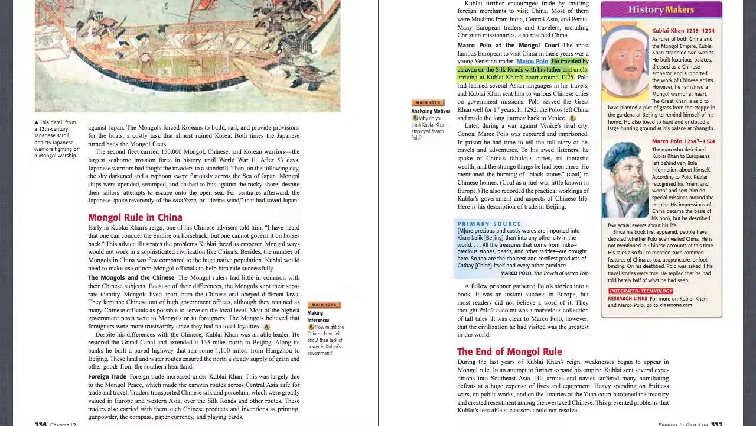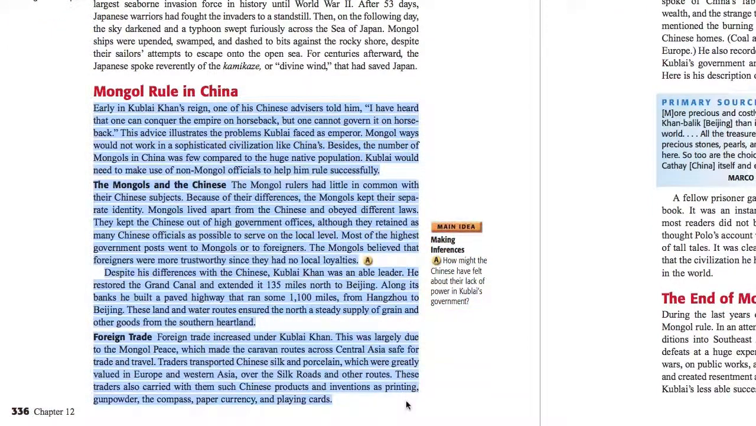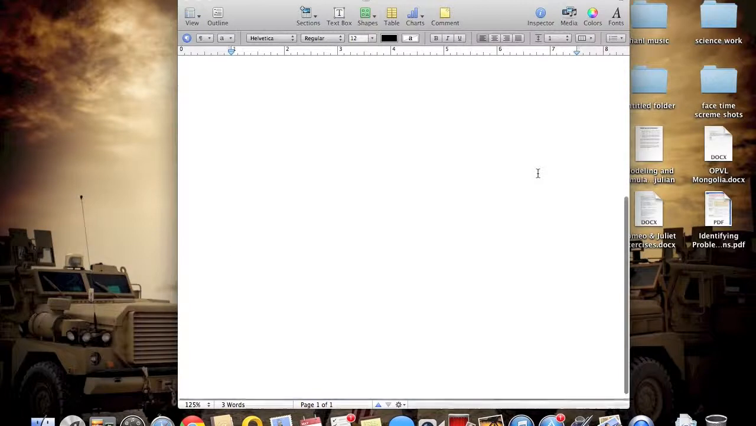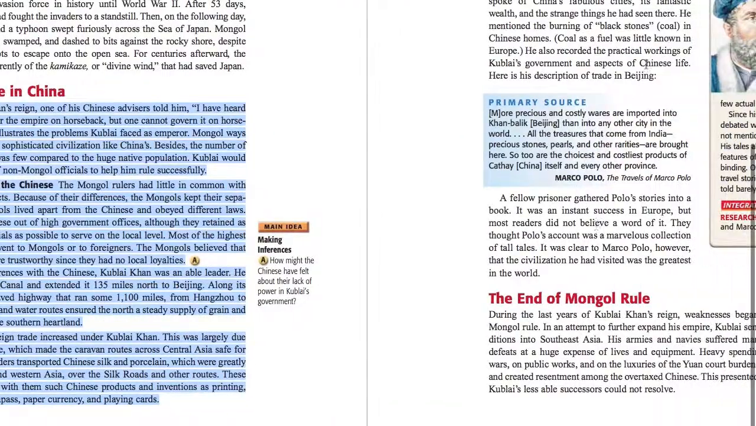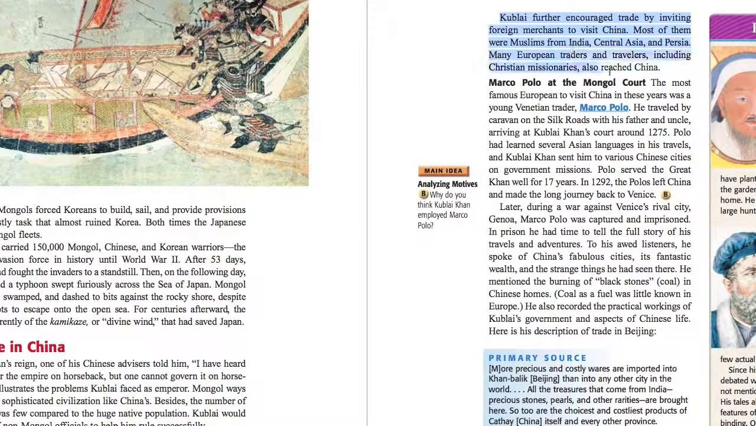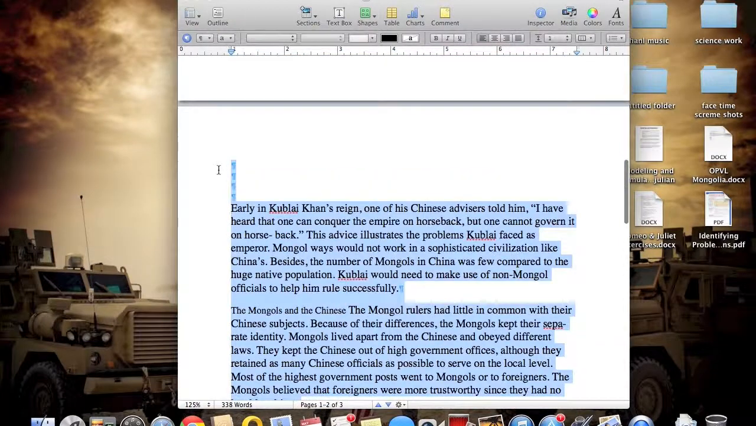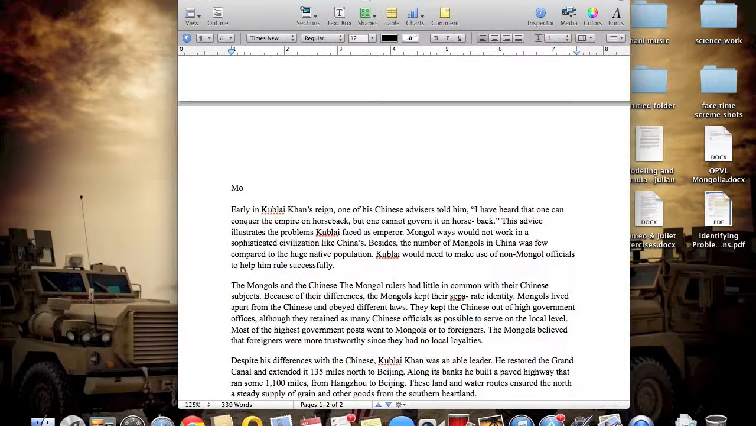It's not the whole page. The thing is, okay, here. The thing is Mongol rule in China. We just copy this part, the black part, and put it on the right side. So let's put the title here: Mongol rule in China.